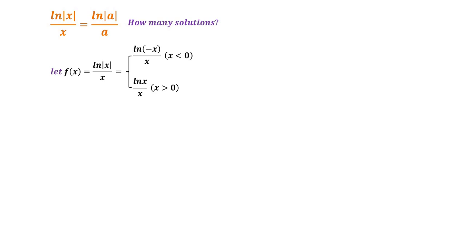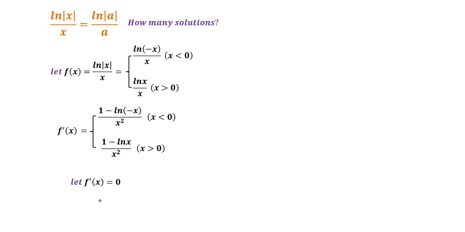As we normally do, we differentiate f(x) to get the derivative of f(x). So f'(x) is equal to, obviously there are two cases. When x is negative, it is equal to (1 - ln(-x))/x². When x is positive, it is equal to (1 - ln x)/x².